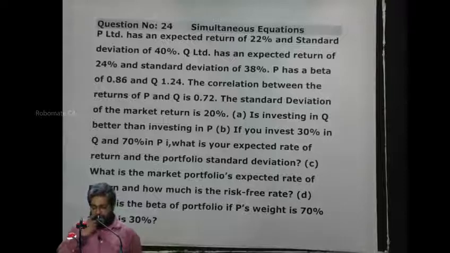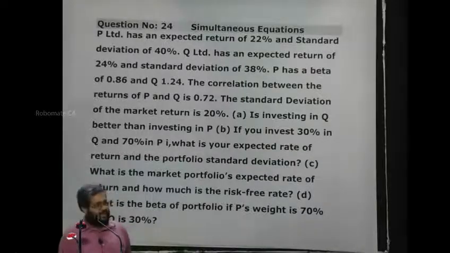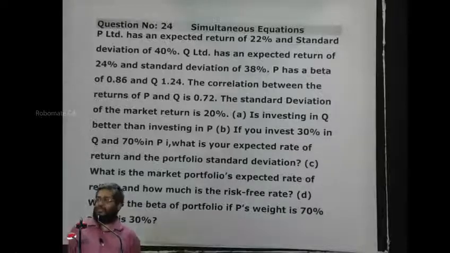First question. If you invest 30% in Q and 70% in P, what is your expected rate of return and the portfolio standard deviation? What is the market portfolio's expected rate of return and how much is the risk-free rate? What is the beta of the portfolio if P's weight is 70% and Q's weight is 30%? That's the question which has been given. I'll give you 2 minutes. Go through the question, see how to answer it before you start with the solution. Read the question for the facts first quickly.